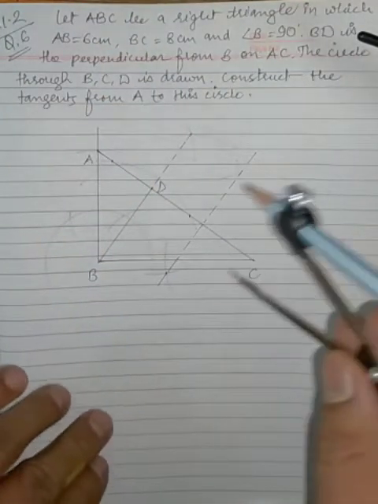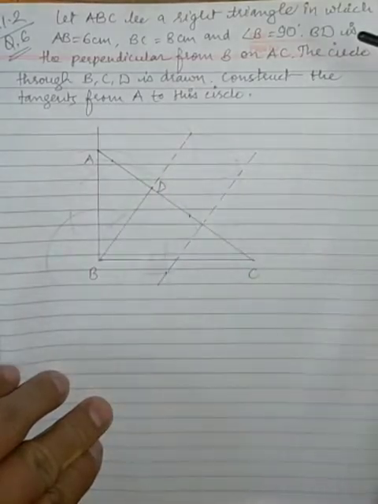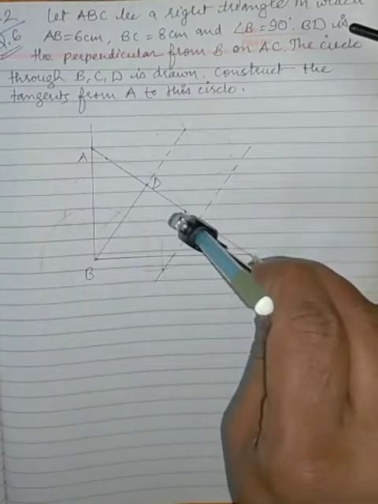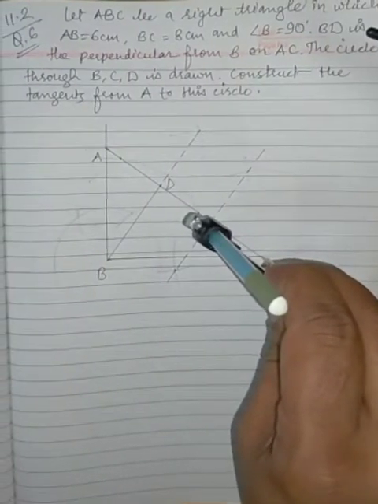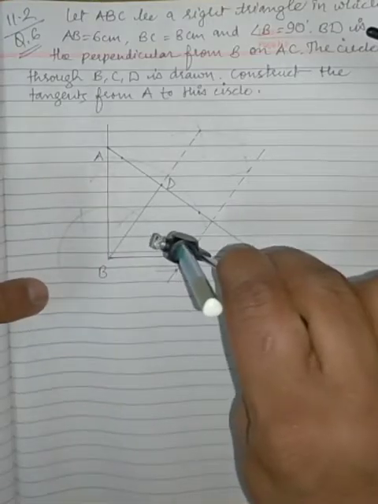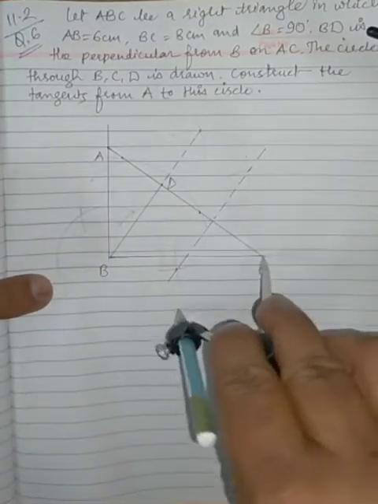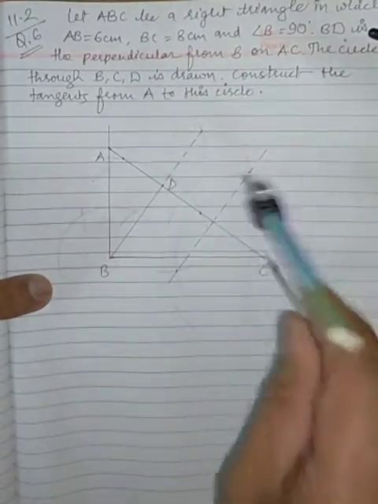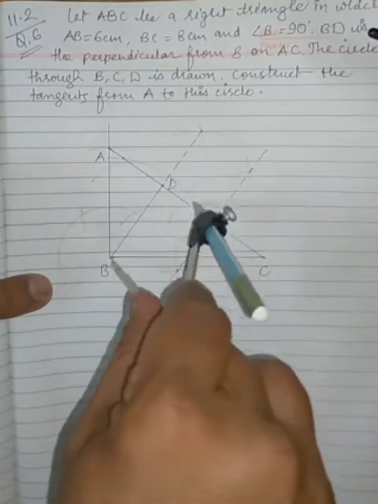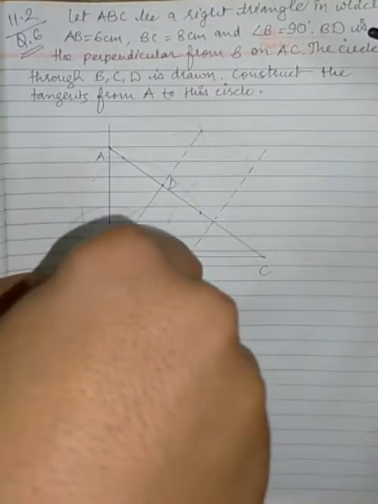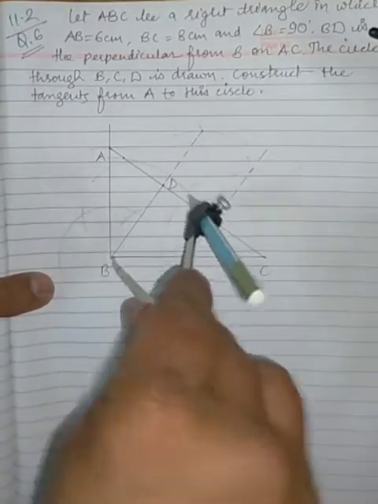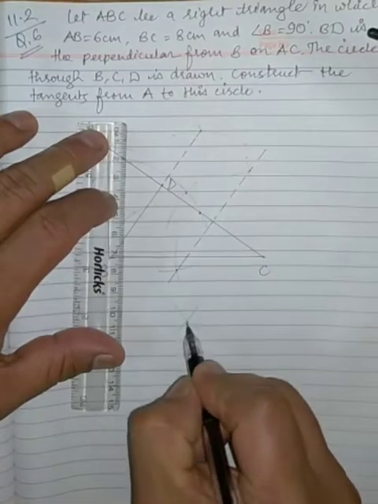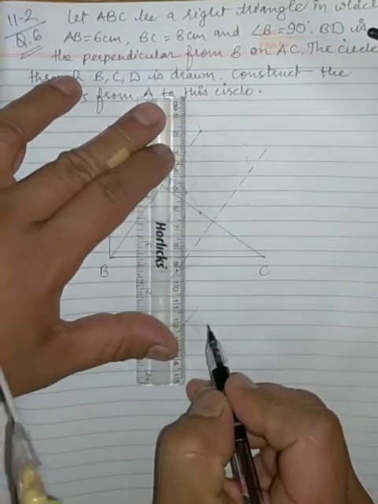Now let us find out the perpendicular bisector of BC. For this, use the same procedure. From C as center, taking radius more than half, draw two arcs, one up, one down, and from B, two arcs, one up, one down. So here we get the points of intersection here and here. We will join them.